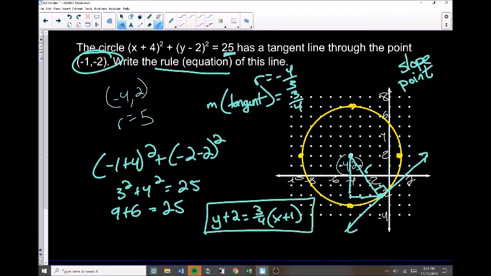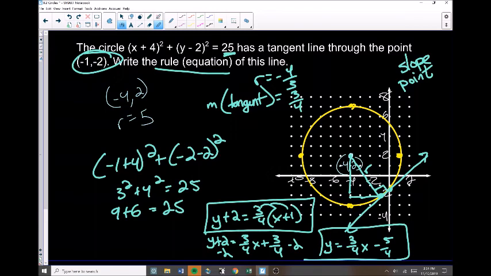If I wanted to go through and convert that into slope-intercept form, I would distribute the 3/4 and get y plus 2 equals 3/4 x plus 3/4. Subtract the 2 from both sides, and I need to get some common denominator action here. That becomes y equals 3/4 x, and that's 3/4 minus 8/4, so that's minus 5/4. 5/4 is 1.25, which looks about right based on the graph that I have. There's the equation in slope-intercept form. That's the equation of a line tangent to that circle through that point.